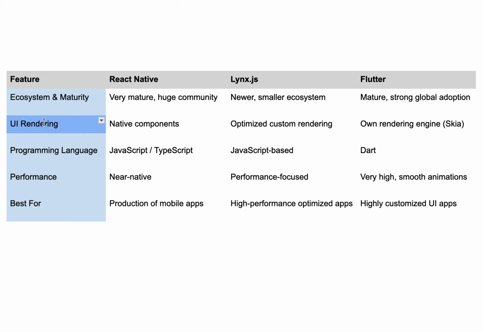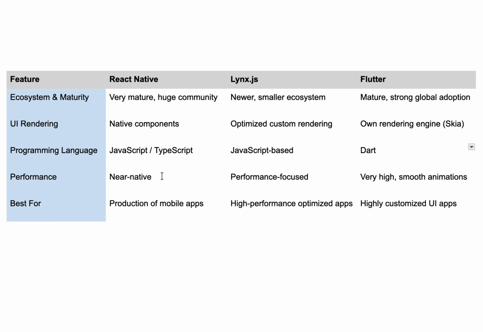As far as UI rendering is concerned, React Native has native components. Lynx is optimized for custom rendering, while Flutter has its own rendering engine. React Native uses JavaScript and TypeScript. Lynx uses JavaScript, while Flutter uses its own language, and that is called Dart.